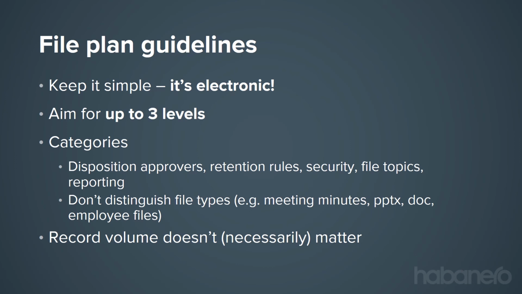Think about categories in terms of who the disposition approvers are, what the retention rules are, what the security is, and what different types of reporting you want on those categories. And then again, the record volume doesn't matter that much. You don't want to go to the extreme and have 100,000 records in one particular category, perhaps, because you're potentially putting a huge workload on the disposition approver or approvers. So be a little bit mindful of the business process of managing those records and those categories as you think about it.